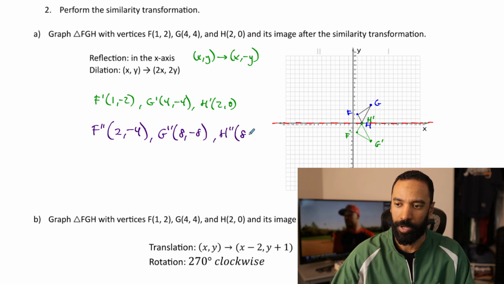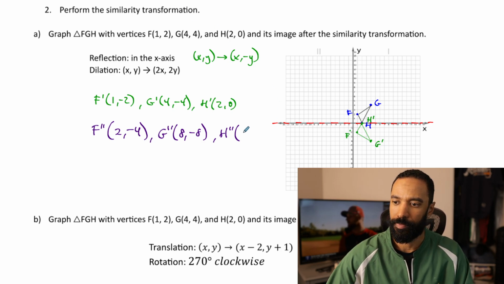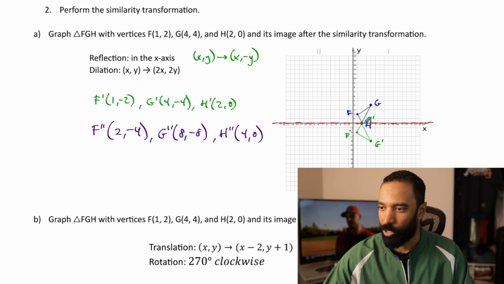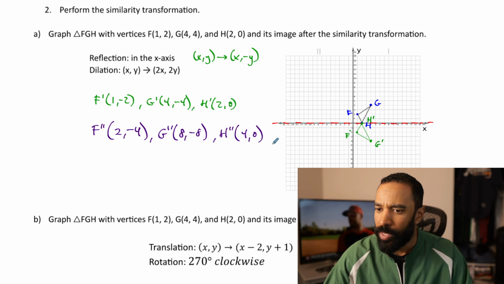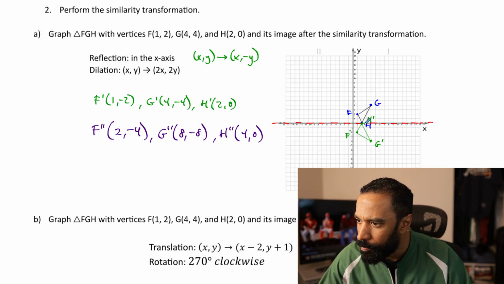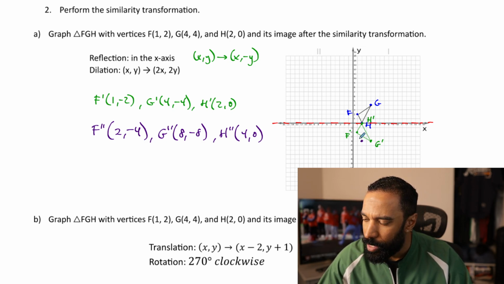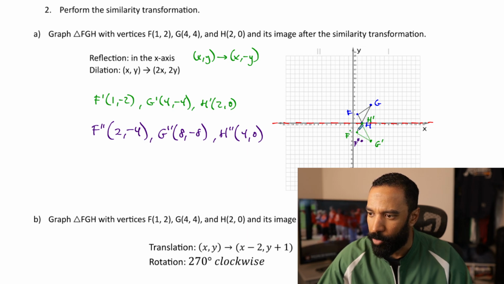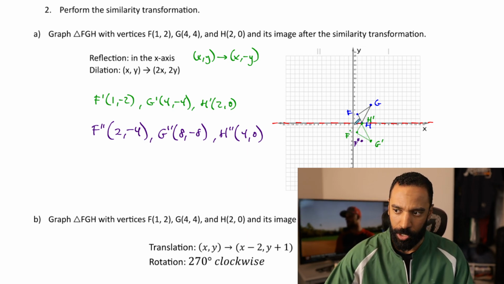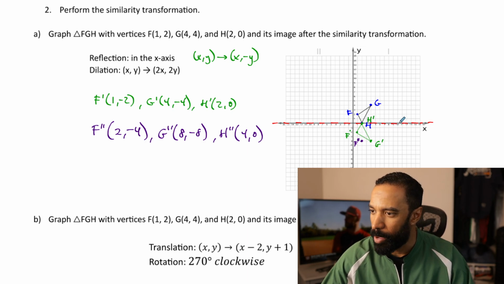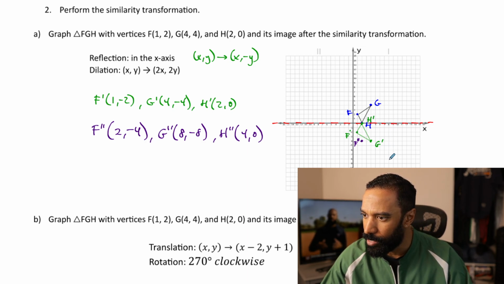Not the biggest triangle to fit within here, but let's do it. So 2, negative 4. That's F double prime. Remember, it's a dilation of the green, so it should grow out from the origin and double the length, and it's doing that. G double prime is at 8, negative 8. Is that negative 8? I think so.